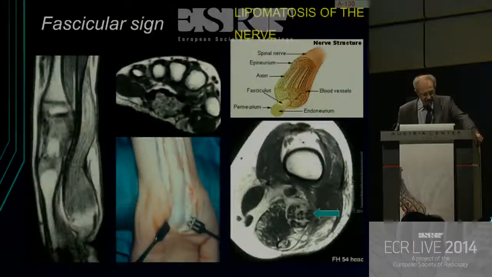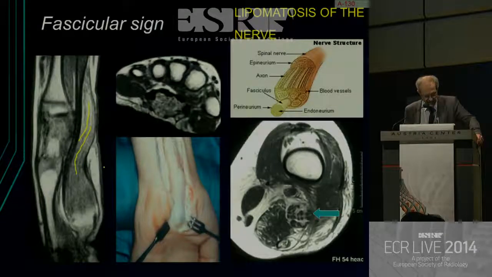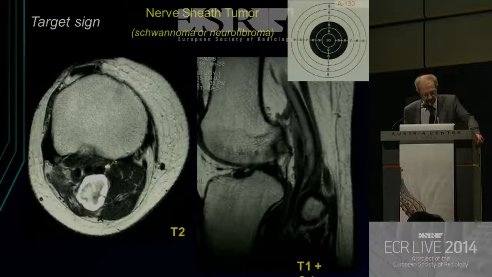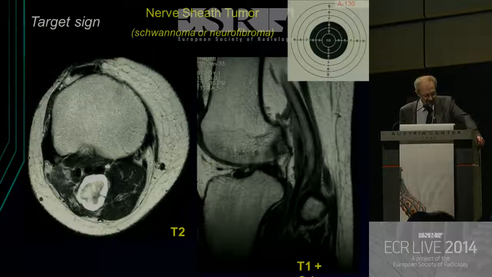Good. A fascicular sign is seen in the lipomatosis of the nerve. I have seen this case already. So you see fatty strands and nervous strands, and this is the lipomatosis of the nerve. A target sign is not so frequent and can be seen in a schwannoma or neurofibroma with a low signal intensity area on T2, which is enhancing after gadolinium.